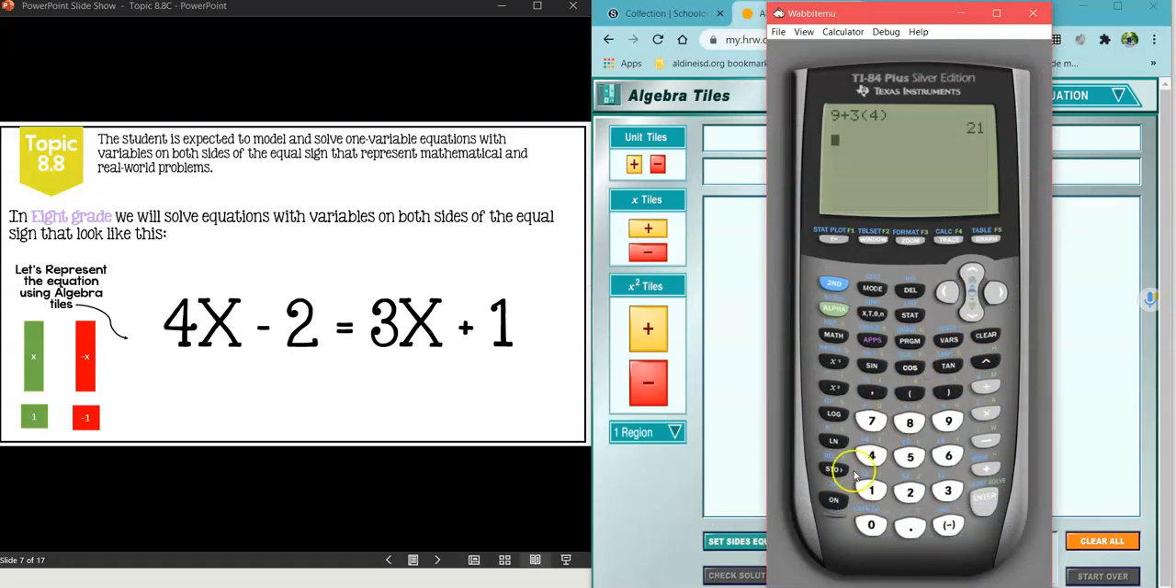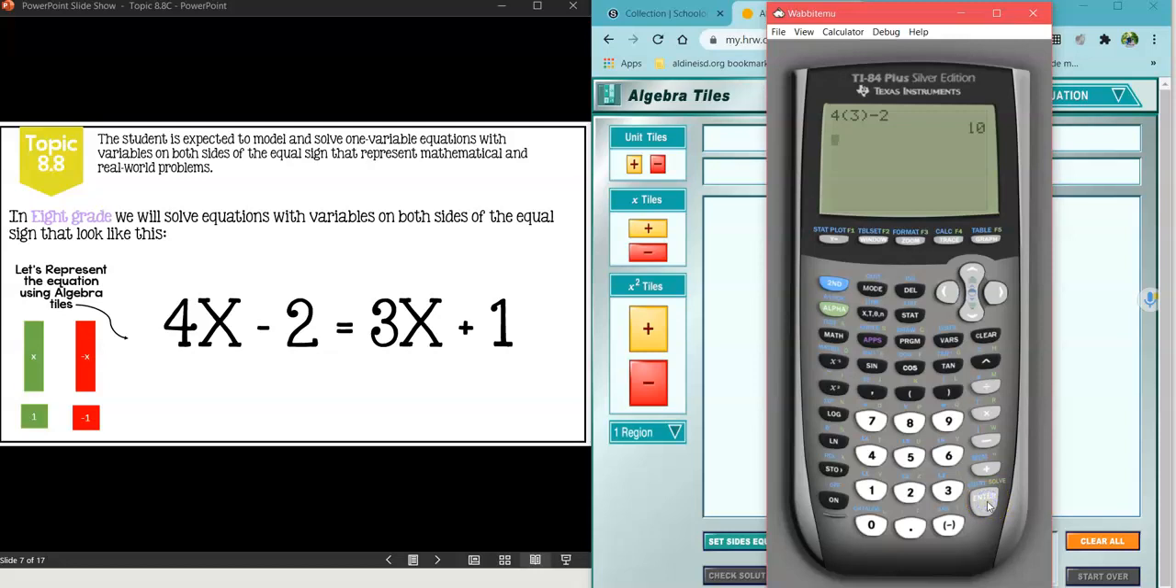Now, since there's variables on both sides, okay, I want to focus on the left side first. So if we said our solution is x equals 3, first I'm going to take 4 times 3 plus 2 and see what I get. Oh, I'm sorry. This should have been a minus 2. Minus 2, and I get 10.